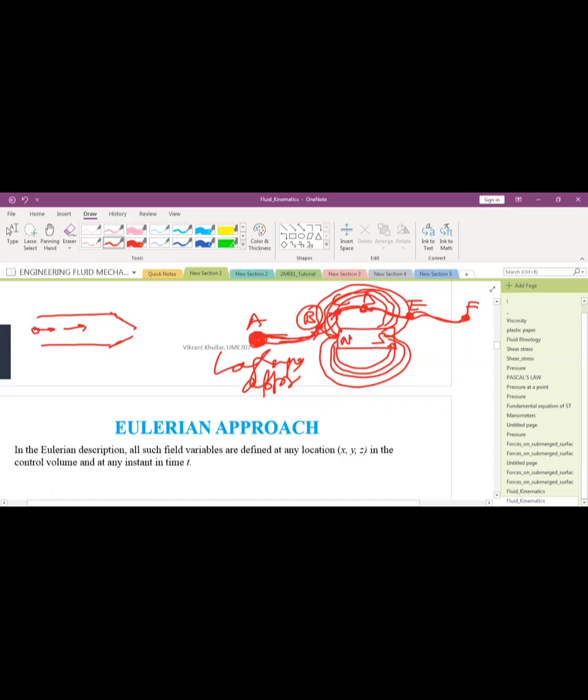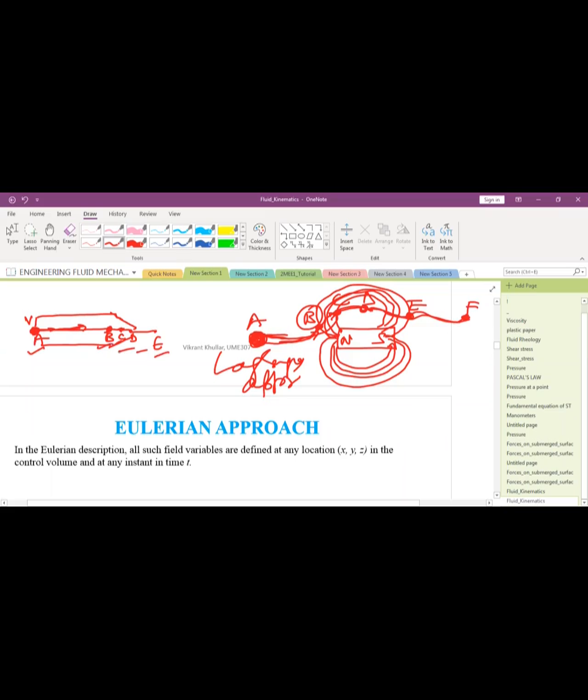I insert a small particle here. Say its velocity is v1 here. As it moves, I'm tracking this particle. As it comes to, say, point B, and then C, then D, then E, what will happen to the velocity of this particle as it comes to A, B, C, D, E?